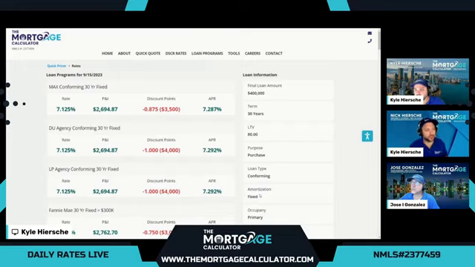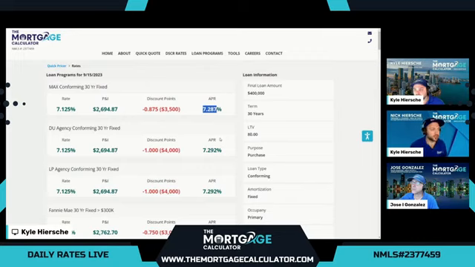And it looks good, about the same as it was yesterday, which was lower than the last couple of weeks. So that's great: 7.125 rate, 0.875 discount points in cost, puts a final APR at 7.287. So a good option for our customers that qualify for conventional.